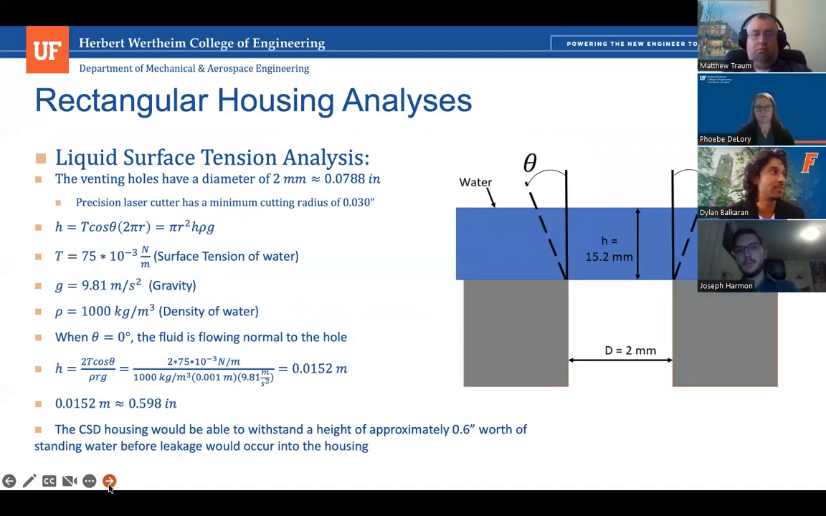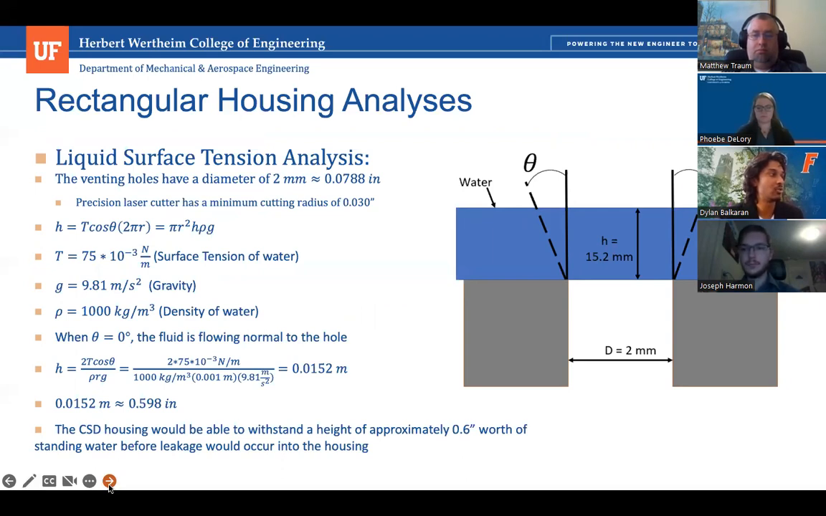Lastly, we did a liquid surface tension analysis. Again, as I mentioned before, the venting holes had a diameter of 2 millimeters. The precision laser cutter we would be using has a minimum cutting radius of 30,000 inch, so this hole would be able to be made.